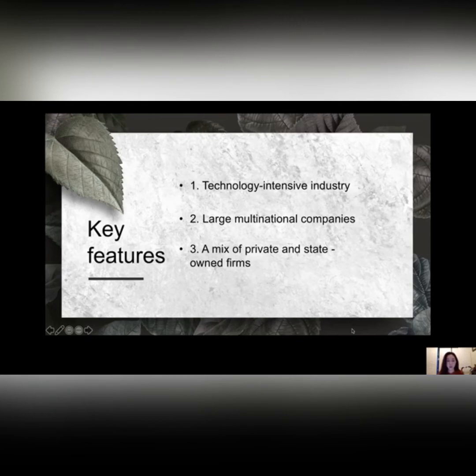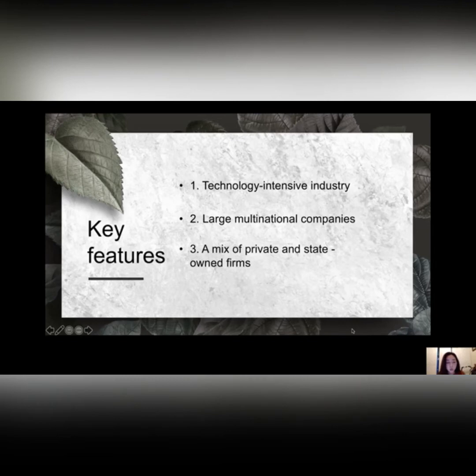Hello, I'm Qiyuan Liu. In my presentation today, I would like to talk about the key features of the oil industry and the challenges it faces. The main features of the oil industry: firstly, it is a capital and technology-intensive industry, and its enterprises are mainly large multinational companies. It is also a mix of private and state-owned enterprises. Many of them are wholly or partly state-owned.